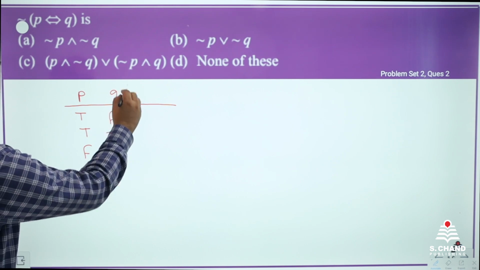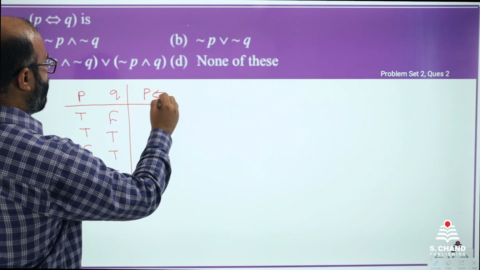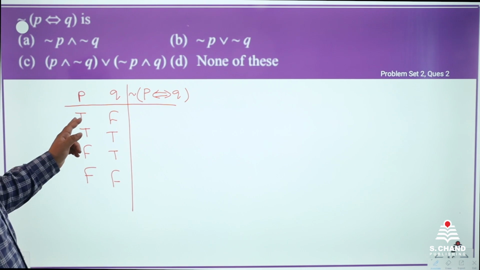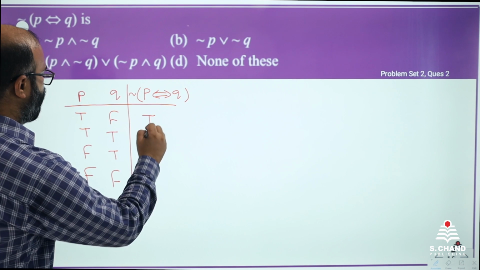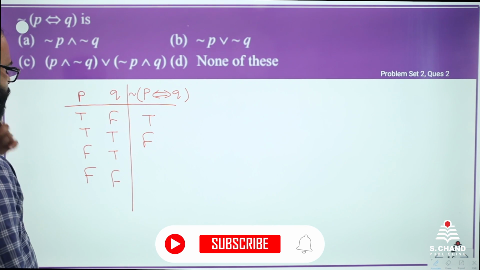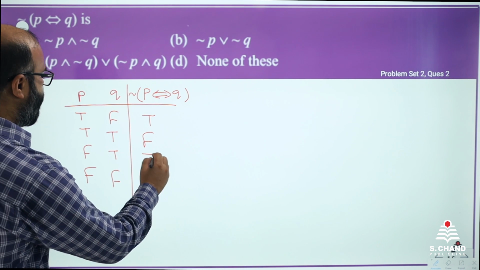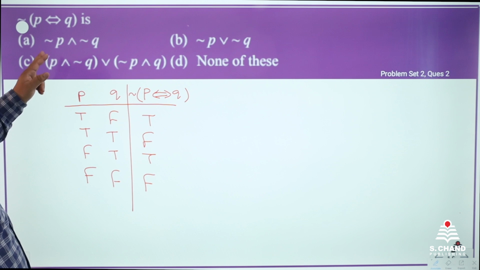These are the possibilities. Now if we talk about P double implication Q, we have already done this, and negation of that. So true to false is false and negation of that will be true. True to true is true, negation of that will be false. False to true will be false and negation of that will be true, and here we will get false negation. Now which will match with this?